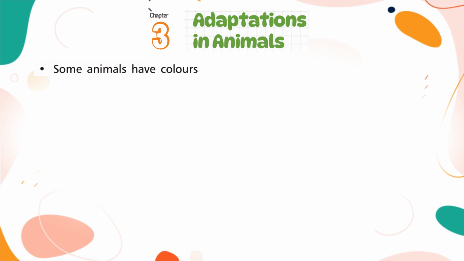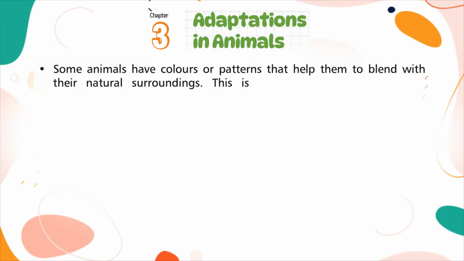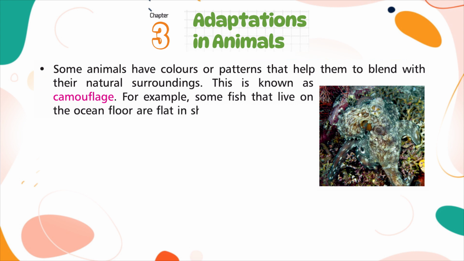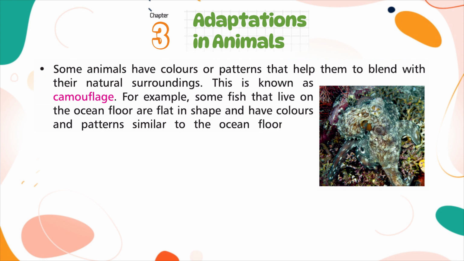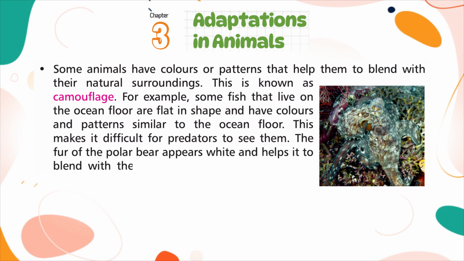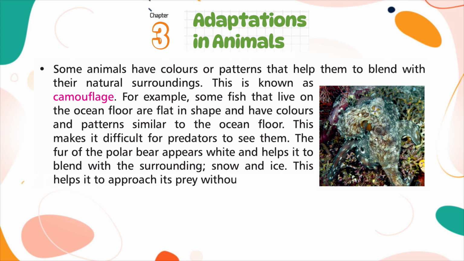Some animals have colors or patterns that help them to blend with their natural surroundings. This is known as camouflage. For example, some fish that live on the ocean floor are flat in shape and have colors and patterns similar to the ocean floor. This makes it difficult for predators to see them. The fur of the polar bear appears white and helps it to blend with the surrounding snow and ice. This helps it to approach its prey without being seen.